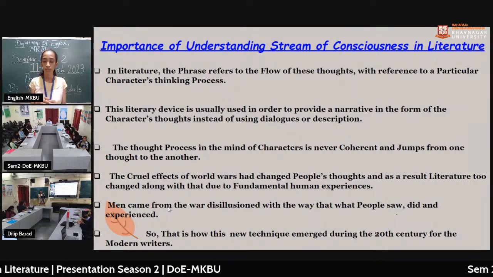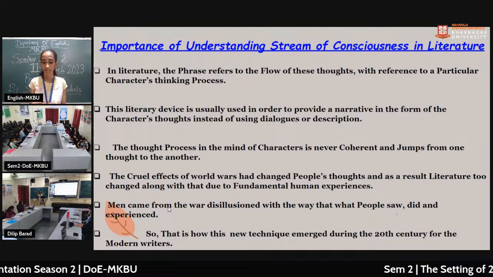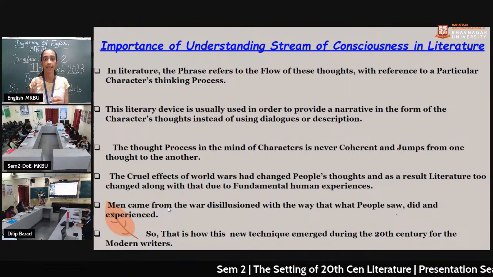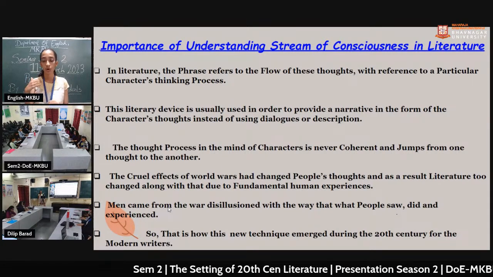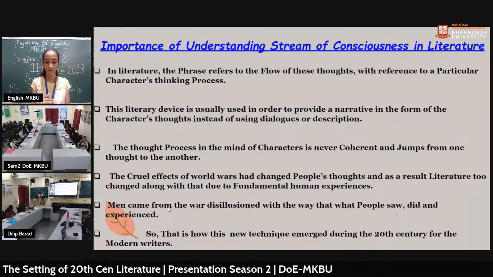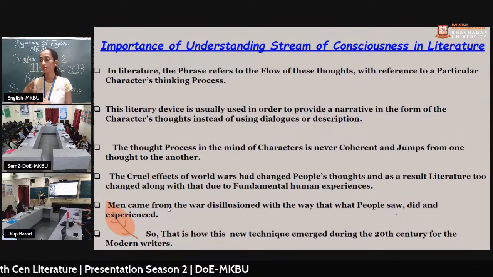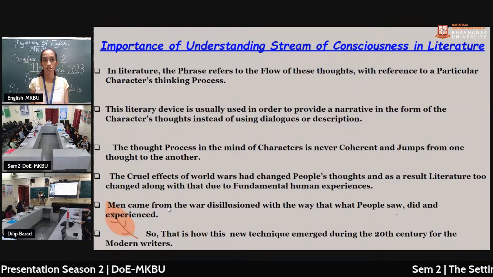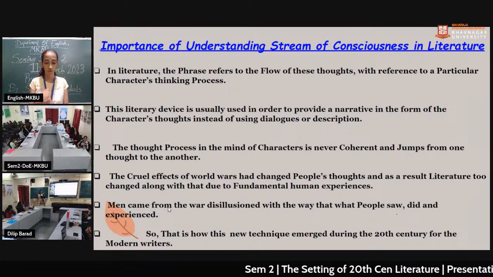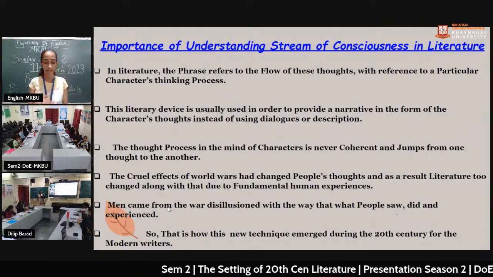But in this new narrative style, stream of consciousness, the character's thoughts jump from one to another, and that is why it is difficult to understand. After the cruel effects of the World War, people's way of looking at things also changed, and along with that, literature also changed due to the fundamental human experiences.